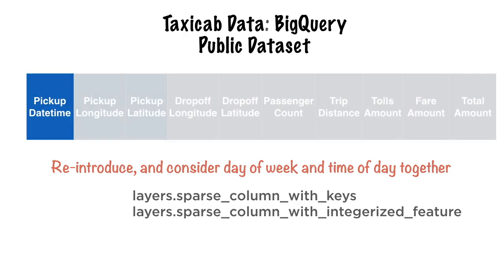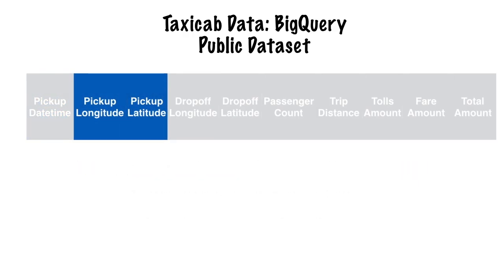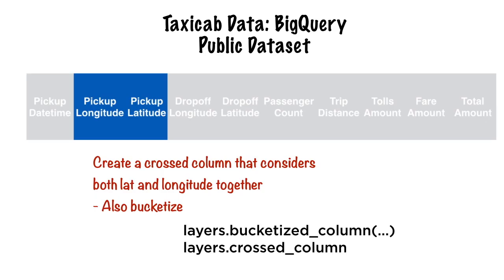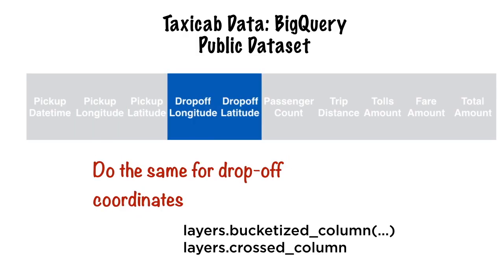We will also make use of a crossed column for the pickup longitude and latitude. Once again, it makes sense to consider these two as a tuple, that is to consider them together. In addition, before we take into account the latitude and the longitude, it also makes sense to bucketize them, because really we don't care about the fifth decimal place in either of those two quantities. We would like to discretize them and just get a coarse sense of what the lat and long are. So with the latitude and the longitude, we are first going to bucketize them and then create a crossed column of the two. And we will do the same for both the pickup and the drop locations. So let's go ahead and get started.